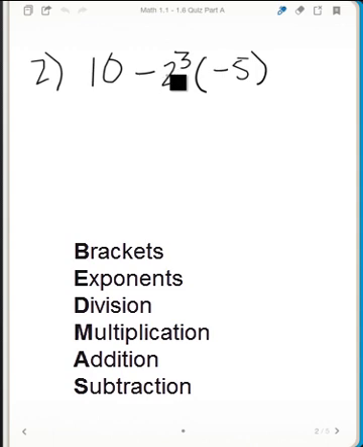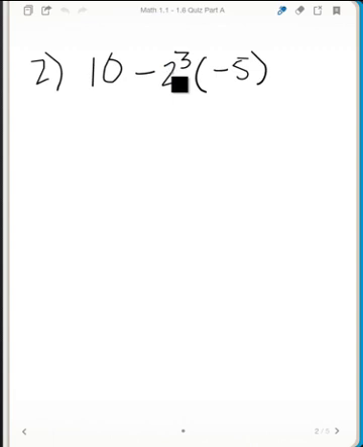So here I have a 3 that's affecting just the 2. So this here, 2 to the 3, that's saying 2 times 2 times 2. 2 times 2 times 2, that's 8. And then bring everything else down. Then you have to do the multiplication.